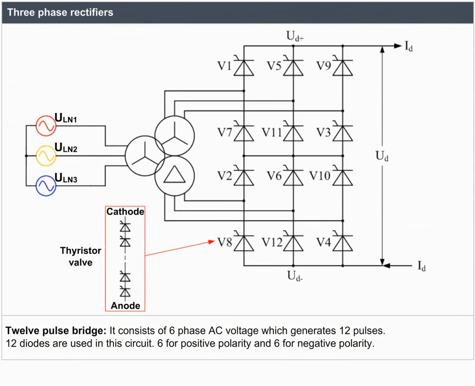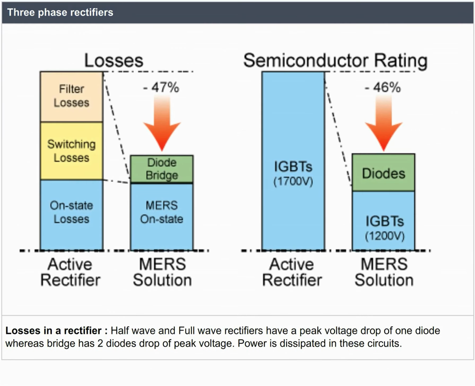12-pulse bridge. It consists of 6-phase AC voltage, which generates 12 pulses. 12 diodes are used in the circuit, 6 for positive polarity and 6 for negative polarity. Losses in a rectifier. Half-wave and full-wave rectifiers have a peak voltage drop of 1 diode, whereas a bridge has a 2 diode drop of peak voltage. Power is dissipated in these circuits.